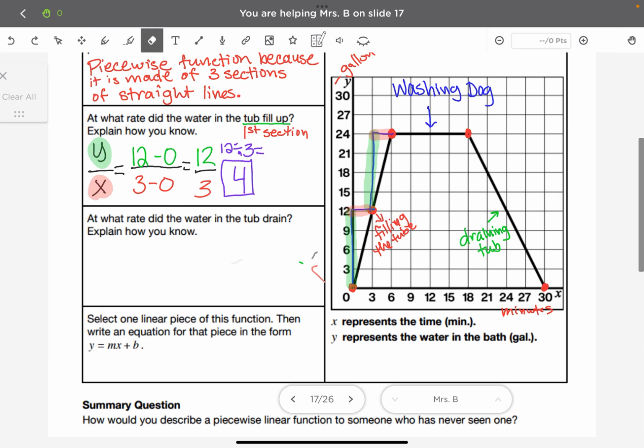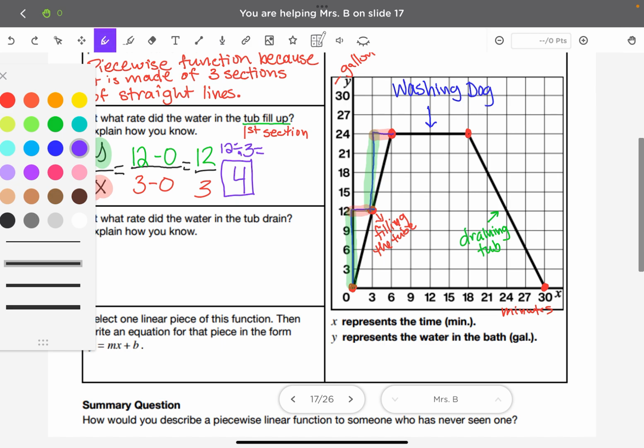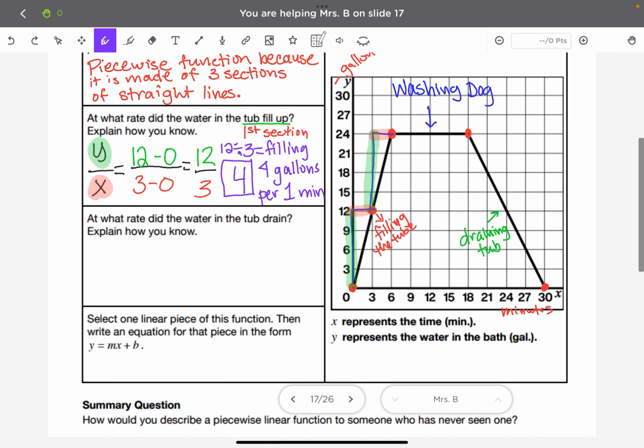But if we're thinking about what does that 4 mean based on our context, it means that my tub is filling 4 gallons per 1 minute. Okay, so our unit rate is always per 1. In this case, it's per 1 minute. So the tub fills up 4 gallons every 1 minute that passes that DeAndre is filling it.